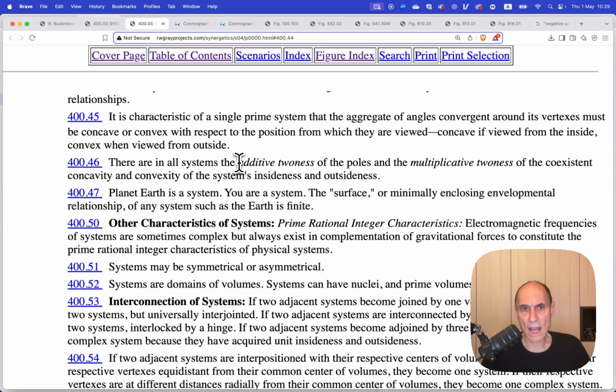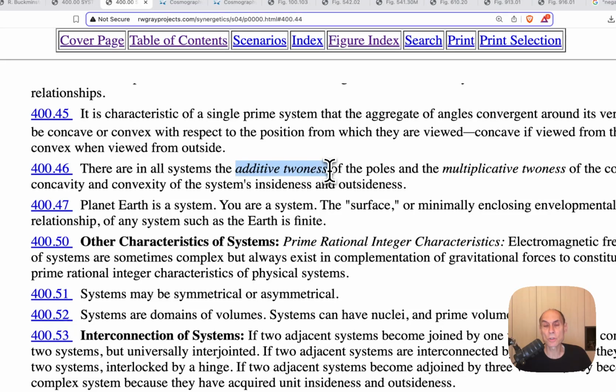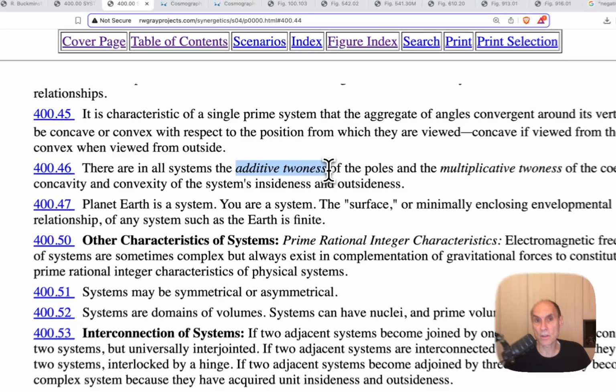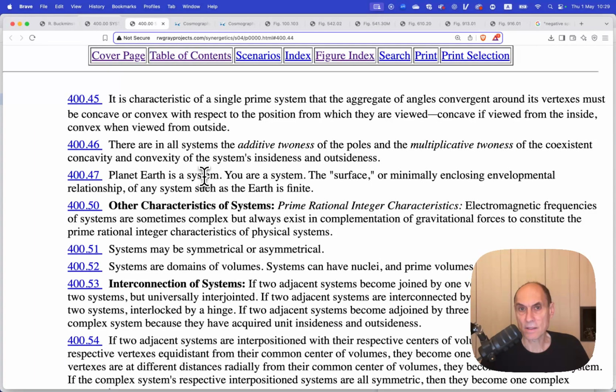When you have a system, there will be just the additive twoness. You will have a twoness necessitated because the system will have poles, and you will have a multiplicative twoness depending on how many sides the system has. Planet Earth is a system. You are a system. The surface or minimally enclosing environmental relationship of any system such as the Earth is finite.